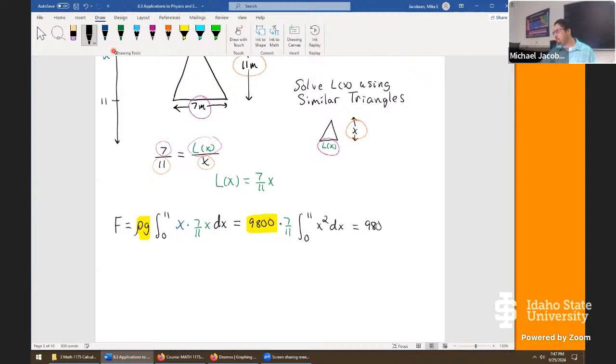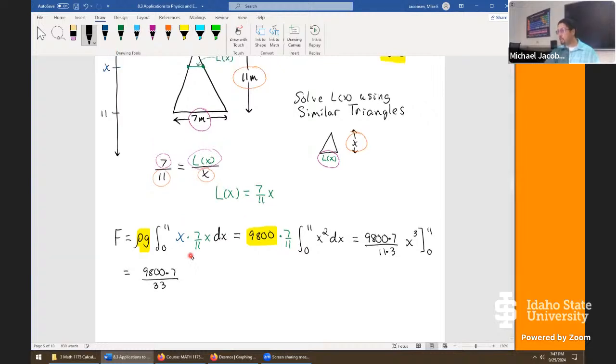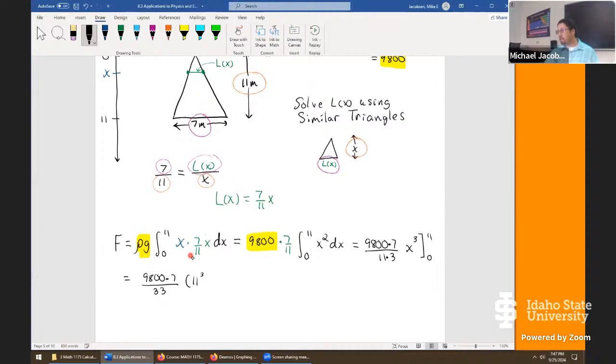So I'll just leave my numbers in a factored form so far. 9,800 times 7 over 11. The antiderivative of x squared becomes x cubed, and I'll divide by 3 down here in the denominator. X cubed will be evaluated from 0 to 11. So this turns into 9,800 times 7, divided by 33. Then we put in 11 cubed minus 0 cubed.